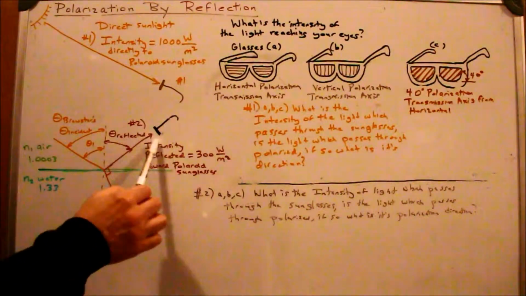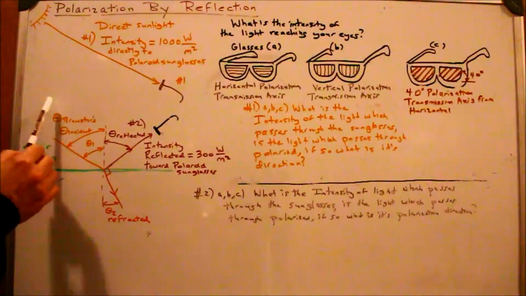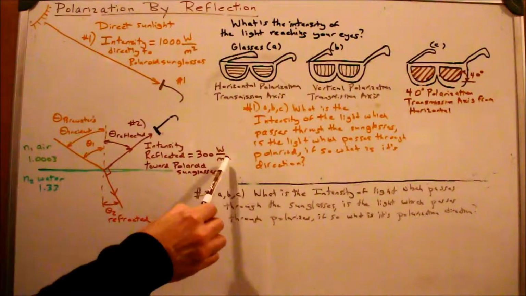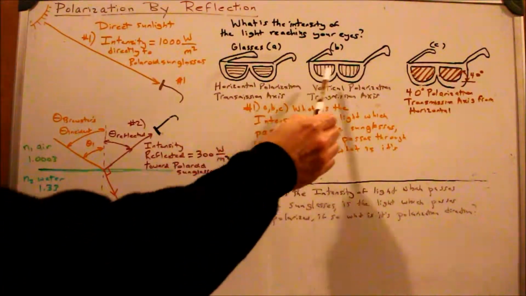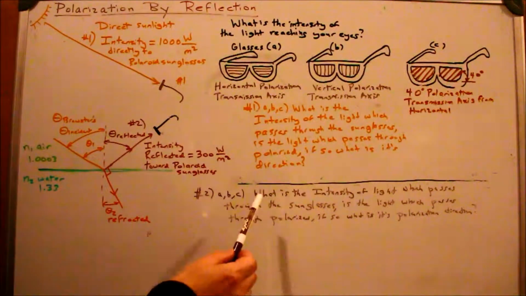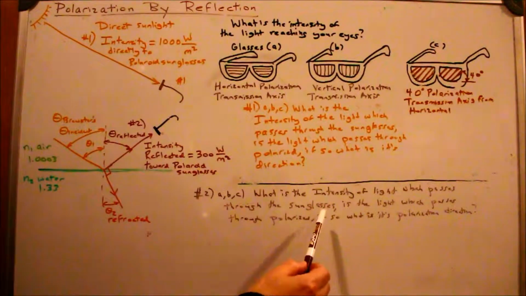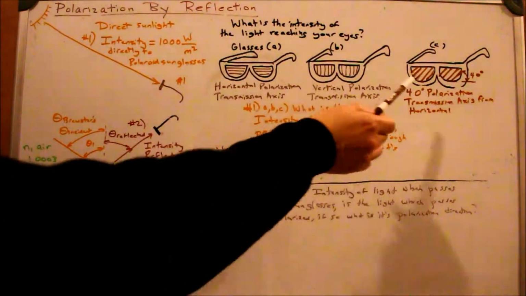It reflects off, and now this reflected light, which originally started from the sun, has an intensity of 300 watts per meter squared directly toward these polarized sunglasses. Again, the same three sunglasses. The same first question is, what's the intensity of the light which passes through the sunglasses? So what's the intensity of light which passes, in this case, for each one of these?